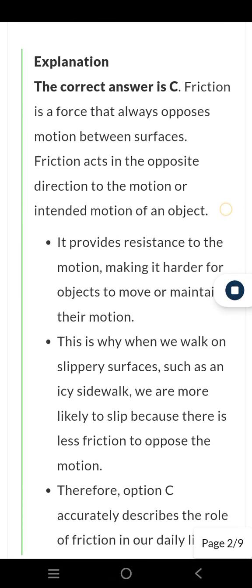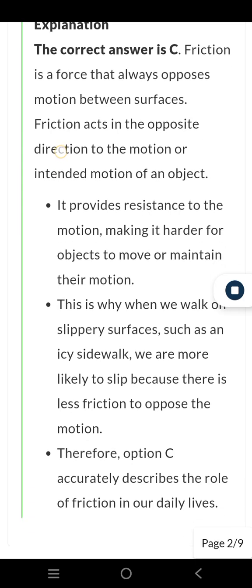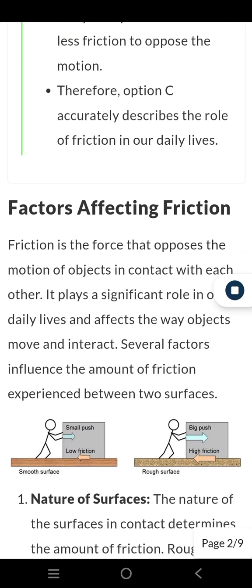Explanation. The correct answer is C. Friction is a force that always opposes motion between surfaces. Friction acts in the opposite direction to the motion or intended motion of an object. It provides resistance to the motion, making it harder for objects to move or maintain their motion. This is why when we walk on slippery surfaces, such as an icy sidewalk, we are more likely to slip because there is less friction to oppose the motion. Therefore, option C accurately describes the role of friction in our daily lives.